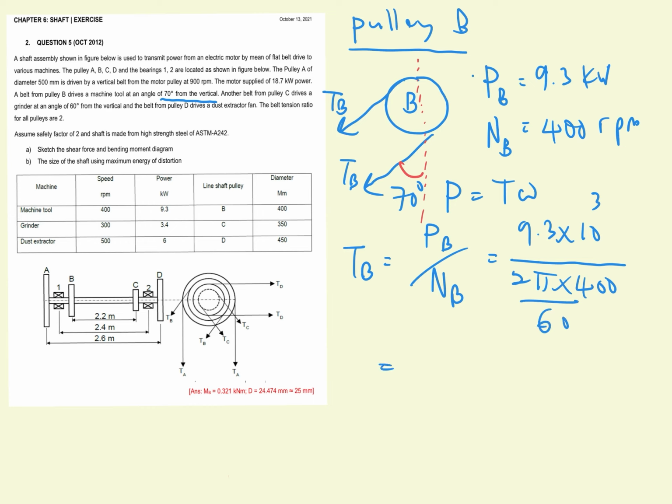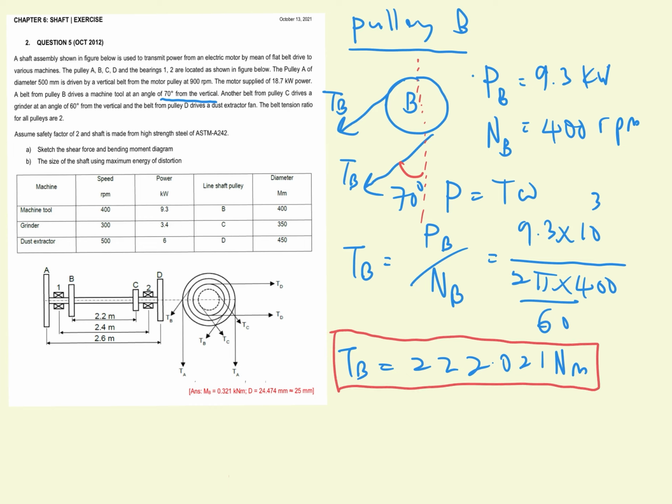So for torque at pulley B, we will get the value of 2.021 Newton meter. So this is the value for torque at pulley B. Now we managed to find the torque at pulley B.